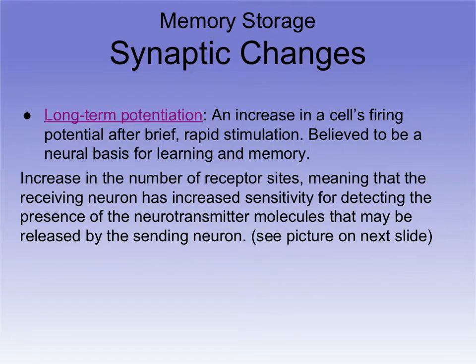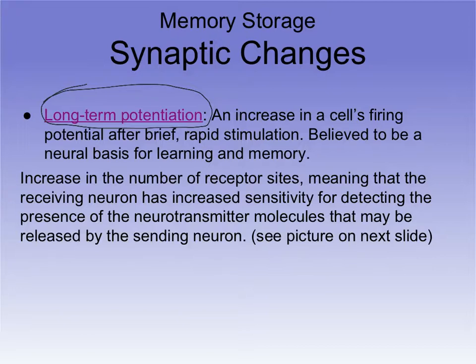All right, so now we've talked about a bit of biology so far today. Most of the biology we discussed should be review for you. We're going to talk about one new area of bio called long-term potentiation. I'm going to read the definition first, then we'll explain. An increase in a cell's firing potential after a brief rapid stimulation. And it's a neural basis for learning and memory.